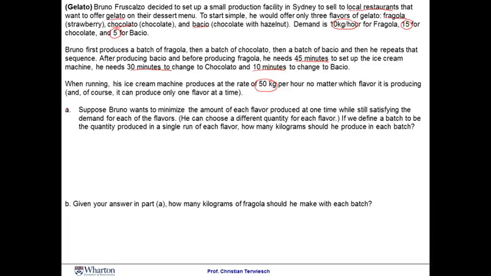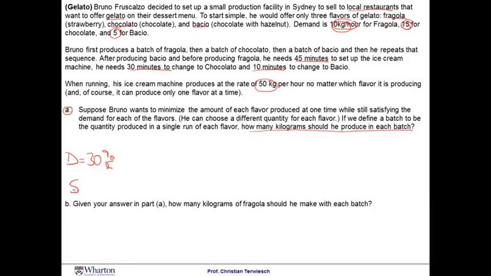Alright, let's tackle part A first. In part A, what we're looking at is how many kilograms should he produce in one batch. To find that out, we start figuring out the production rate. We want to produce at the rate of demand, and demand is 10 kilograms per hour of fragola, plus 15 of cioccolato, plus 5 of bazio. So we need to be producing at 30 kilograms per hour.